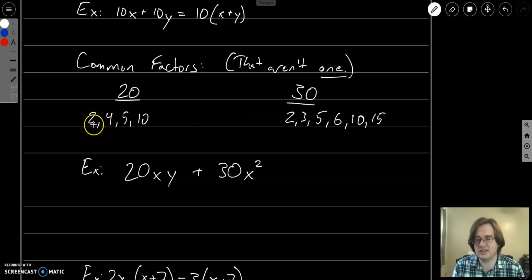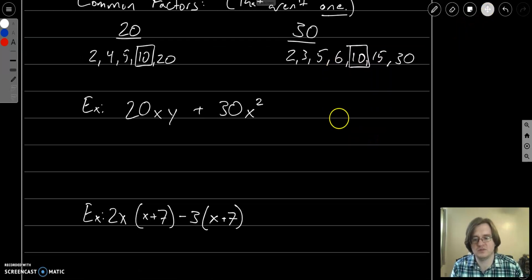So for instance, 20 is divisible by 2, 20 is divisible by 4, 5, and 10. It's also important to remember that everything is divisible by itself, except for 0. We can't divide by 0. So 20 has these 5 factors that aren't the number 1, and 30 has what looks like 7 factors, 2, 3, 5, 6, 10, 15, and 30 itself. So what's often useful is to find the greatest common factor, which is going to be 10. Common just means common to both of them, as in they both have the same factor, and 10 here will be the greatest common factor.